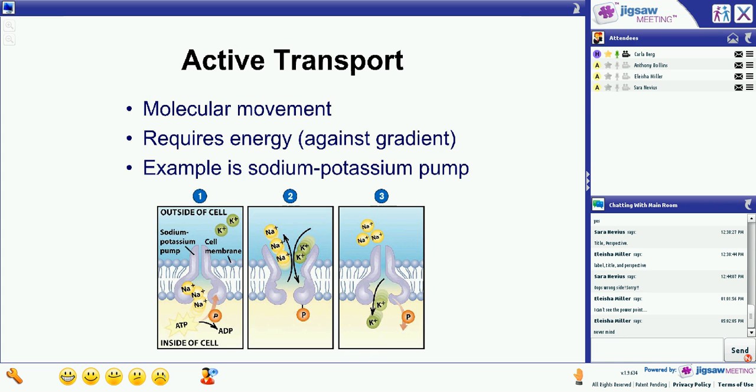In active transport, you do need energy because the molecules are moving against the gradient, or they're moving in the opposite direction. An example of an active transport is a sodium-potassium pump.